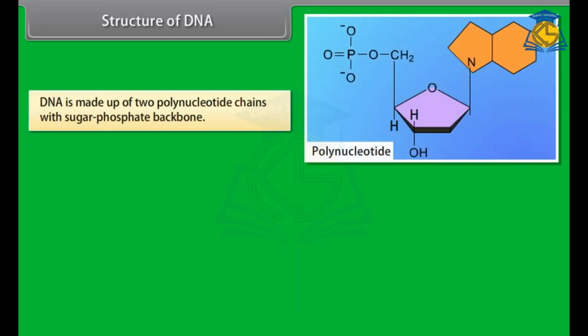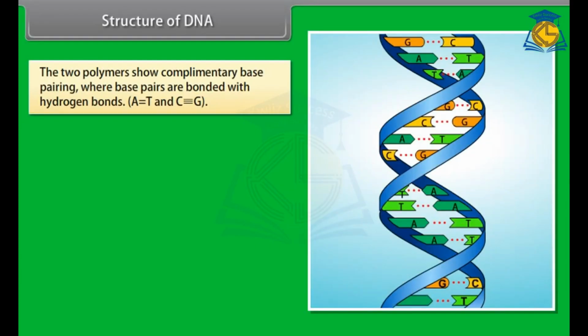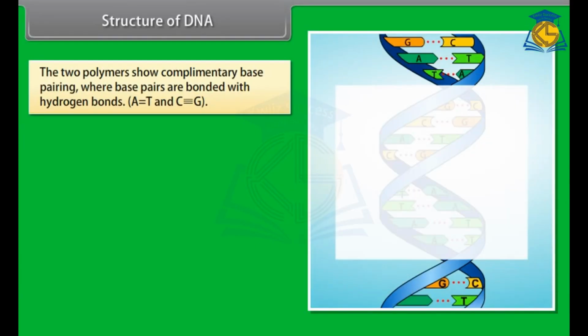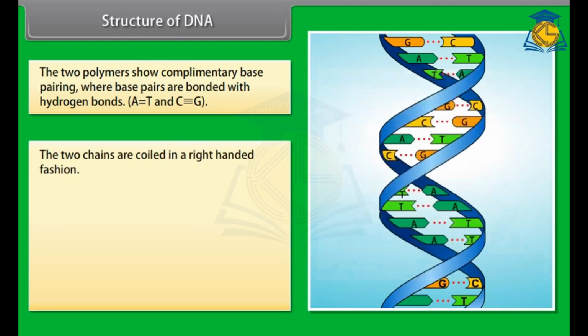Structure of DNA. DNA is made up of 2 polynucleotide chains with sugar phosphate backbone. The 2 polymers run anti-parallel, that is, one polymer has 5' to 3' polarity, while the other polymer has 3' to 5' polarity. The 2 polymers show complementary base pairing, where base pairs are bonded with hydrogen bonds. The 2 chains are coiled in a right-handed fashion.